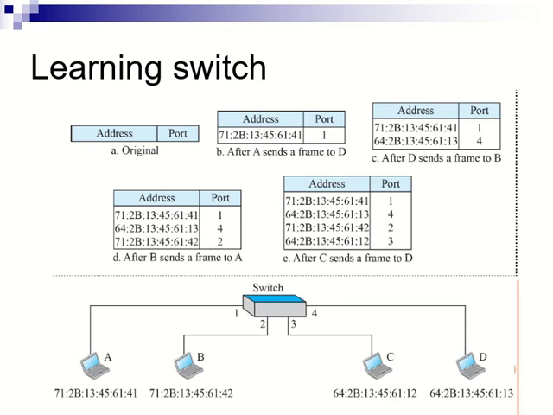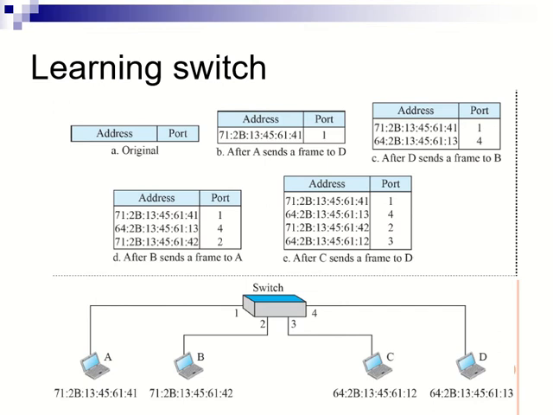Similarly, when station D sends a frame to B, the switch does not have any entry related to station B. So it sends it through the remaining ports. However, it adds one more entry to the switching table, as shown in C. And this process will continue until the table has complete information about all the addresses as well as the ports. Hope you're clear with the learning process of a switch.